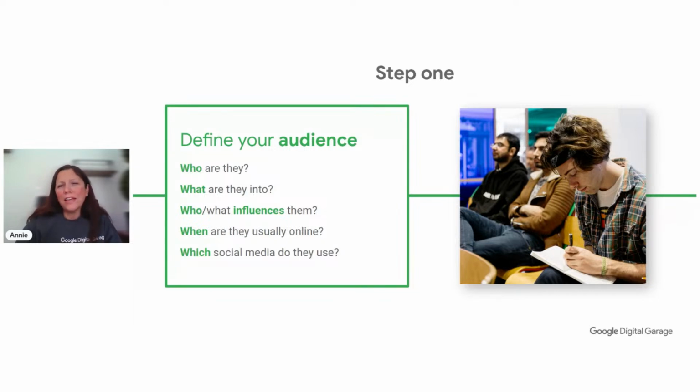And when are they usually online? So the times of day that I mentioned before that Hootsuite can help us with, but also Google Analytics. We can have a look at Google Analytics to find out more about demographics. And what social media are they using? Having a look at our competitors and our other users on the competitors' sites, we can find out what kind of social media they're interested in as we go as well.